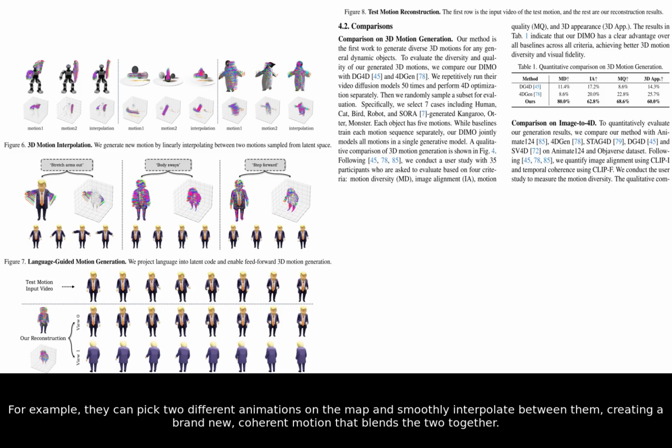The motion map allows for some amazing applications. For example, they can pick two different animations on the map and smoothly interpolate between them, creating a brand new, coherent motion that blends the two together.